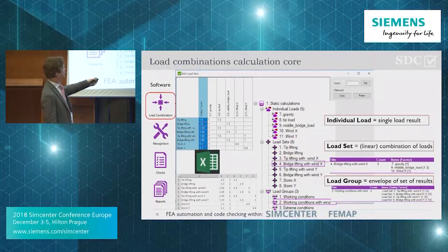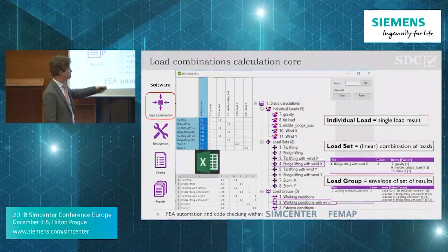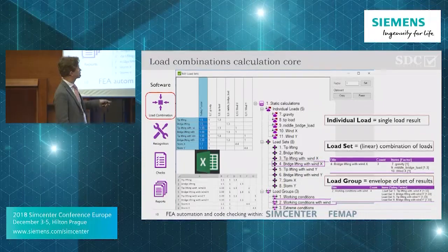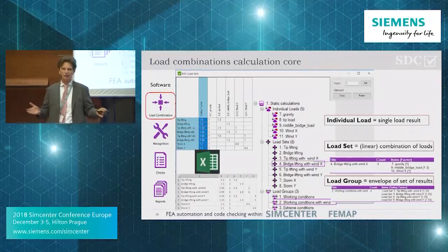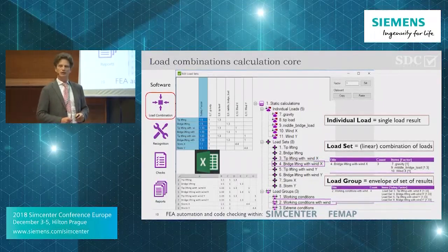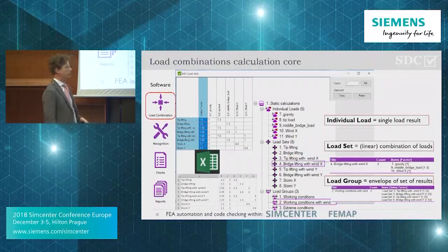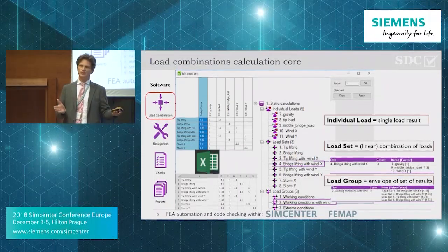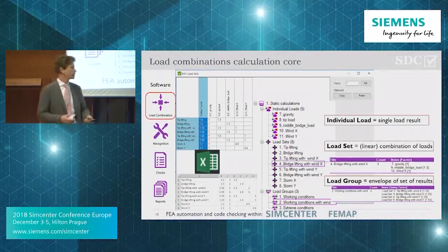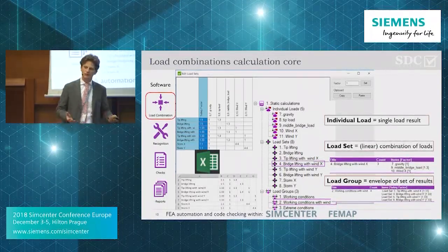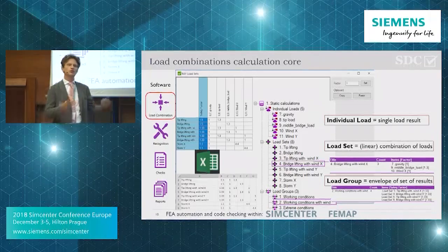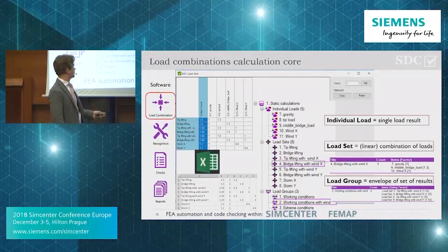If you see here, some industries call these base cases. Then you can make your load sets, which are based on linear combinations. And in the end, if you have a lot of load combinations, let's say 30 load cases, then it is already hard to figure out what is my maximum stress or maximum buckling risk. So we created what we call a load group, which is a kind of envelope where you can check all these things together at once.